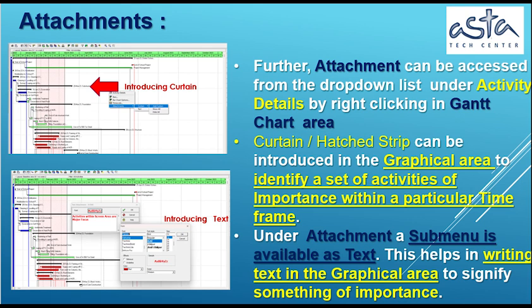Attachments. Further, attachment can be accessed from the drop-down list, under Activity Details, by right-clicking in the Gantt chart area. A curtain or hatch strip can be introduced in the graphical area to identify a set of activities of importance within a particular time frame. Under Attachment a submenu is available as text. This helps in writing text in the graphical area to signify something of importance.